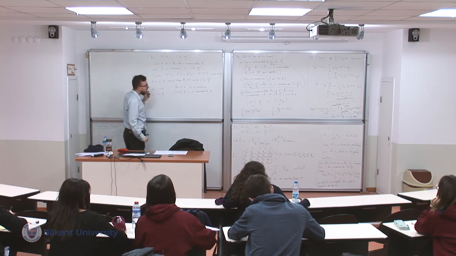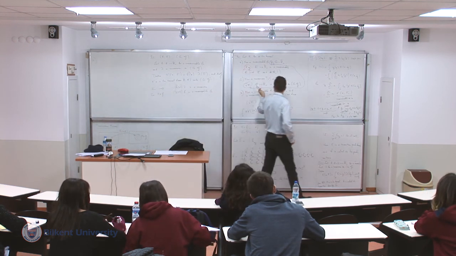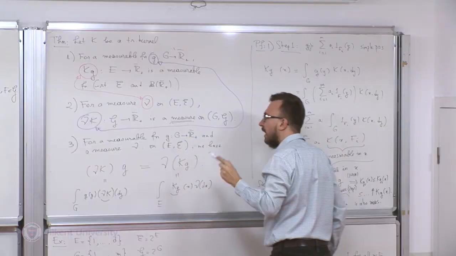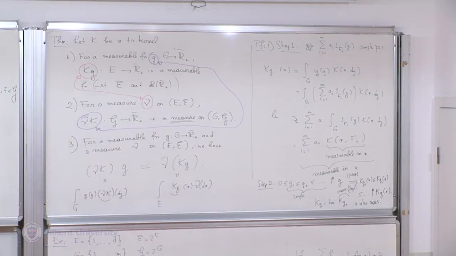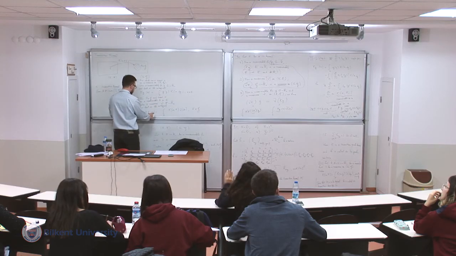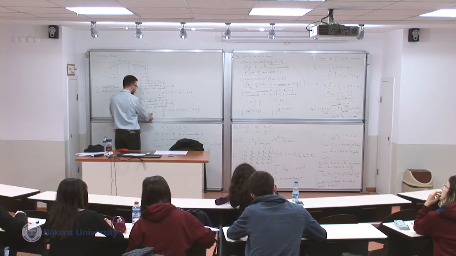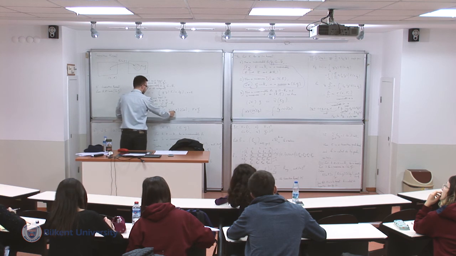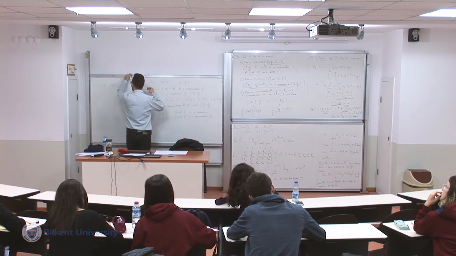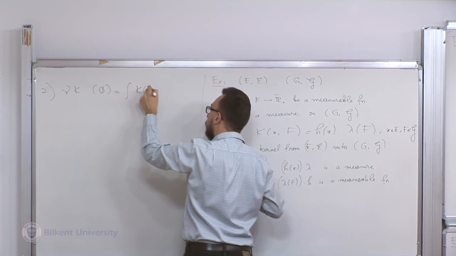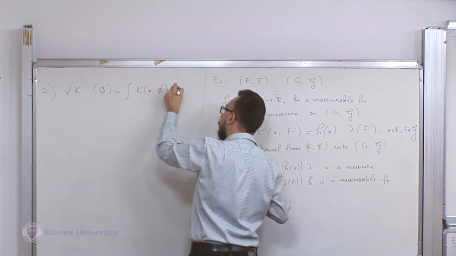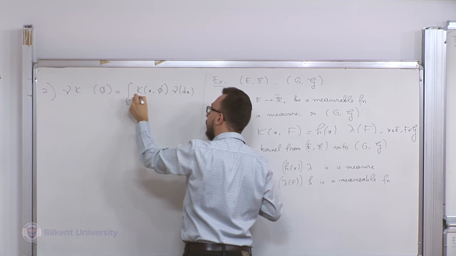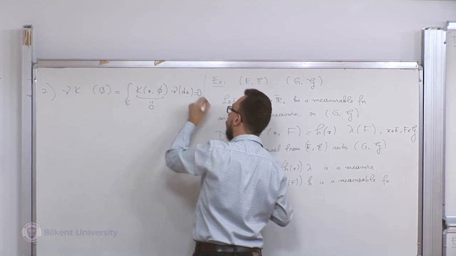Well, number 2, it's even easier because we just have to check the definition of a measure, right? So nu k of the empty set is, well, what was nu k? Nu k is defined here. Nu k of the empty set is kx of the empty set, nu dx. Well, this is 0, so this is 0.